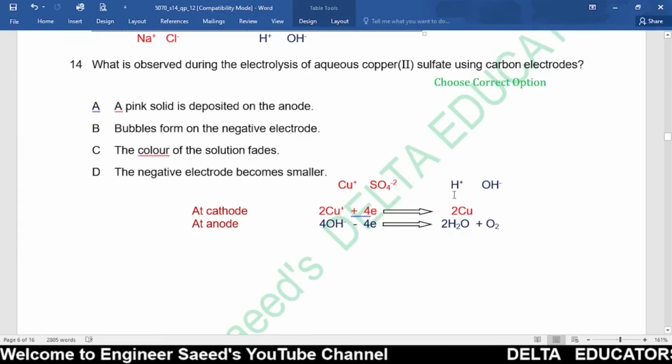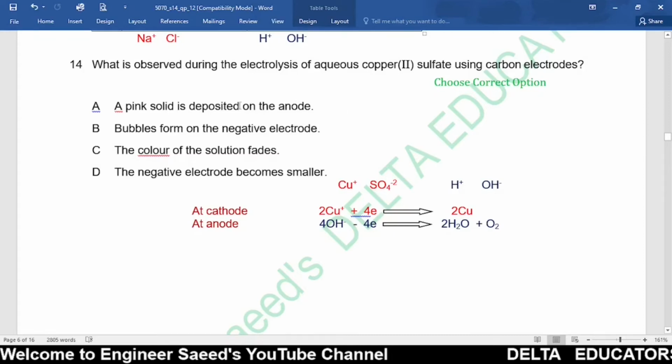If we check the reactivity series, hydrogen is more reactive than copper, so hydrogen will not migrate towards the cathode, copper ion will migrate towards the cathode. And at the cathode, copper ion will gain electron and copper will be deposited at the cathode. What reaction will take place at anode? Here we have two negative ions, sulfate ion and hydroxide ion. Now towards the anode, hydroxide ion will migrate, and at the anode it will lose 4 electrons and we will get water and oxygen gas. So at the anode, oxygen gas will be liberated.